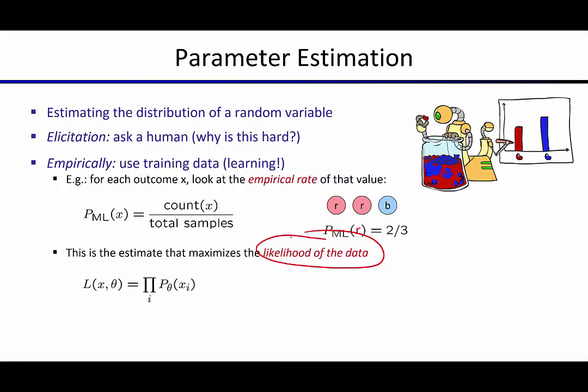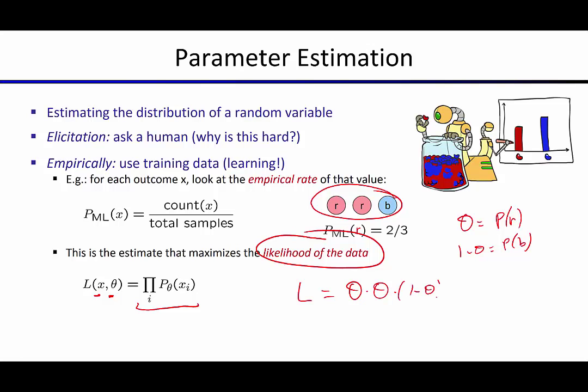The likelihood of the data, so the likelihood of some data x under some parameter values theta, is the product of the probabilities of each of the individual data points that you get under that parameter vector theta. So for example, if theta corresponds to probability of red, and then 1 minus theta would be probability of blue, then the likelihood of that data would be equal to theta times 1 minus theta, which is equal to theta squared minus theta to the third.